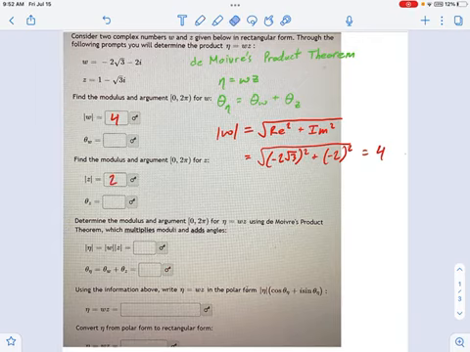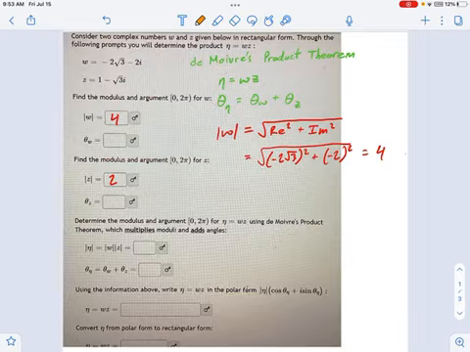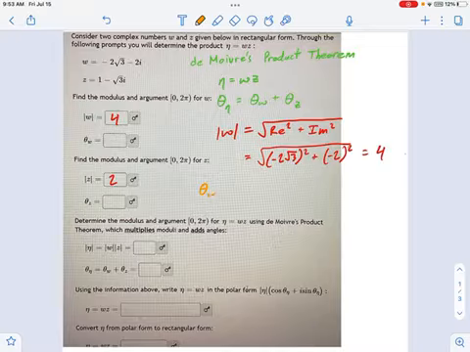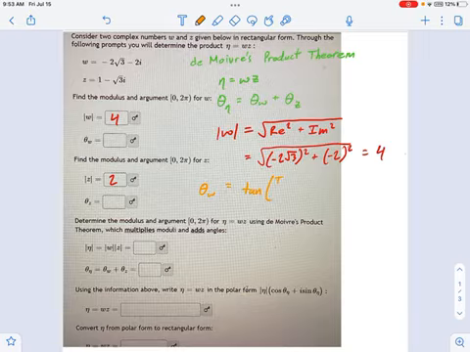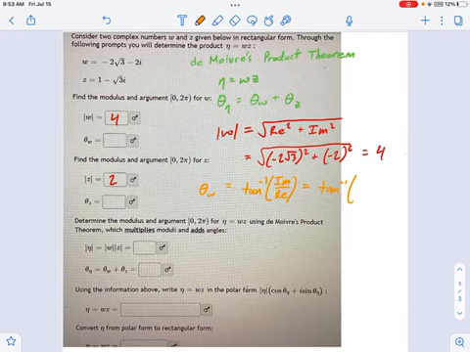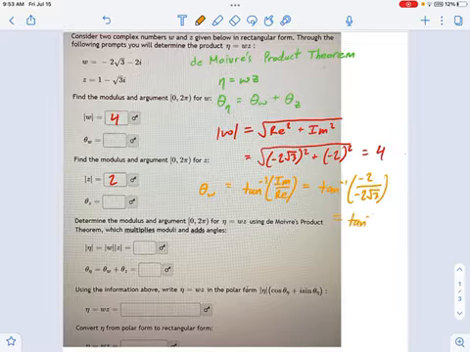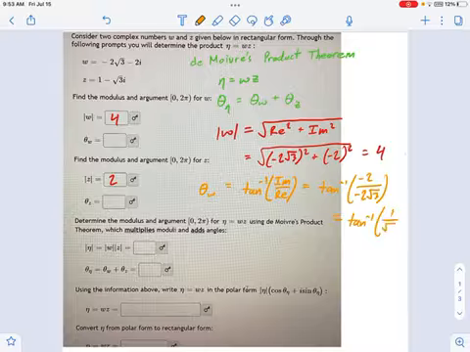Now we can get into the more interesting parts. What are the arguments of each of these? Well, theta for w, and I want to keep these straight, theta for w is equal to the inverse tangent of the imaginary part divided by the real part. So if you look at w, remember what's the imaginary part? The imaginary part is negative 2, and the real part is negative 2 radical 3. So what this turns into is the inverse tangent of 1 over radical 3.